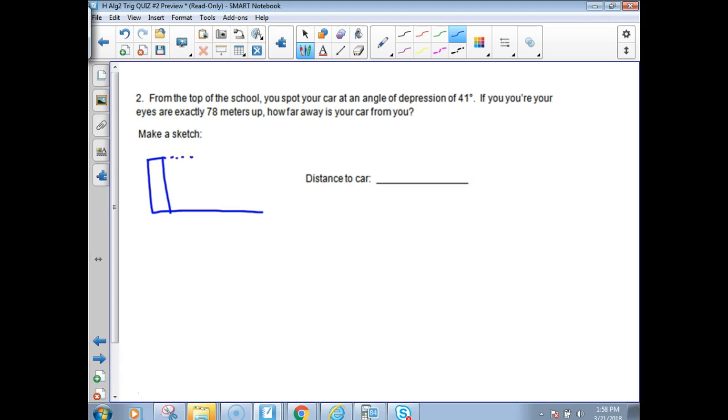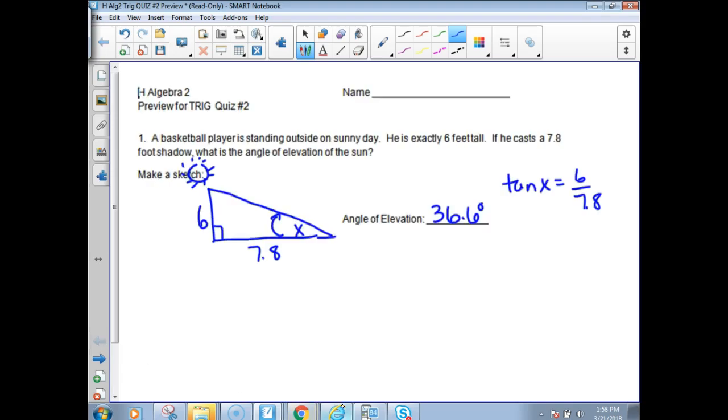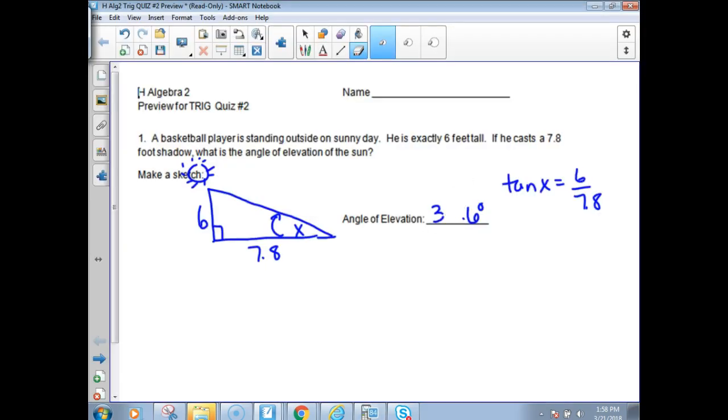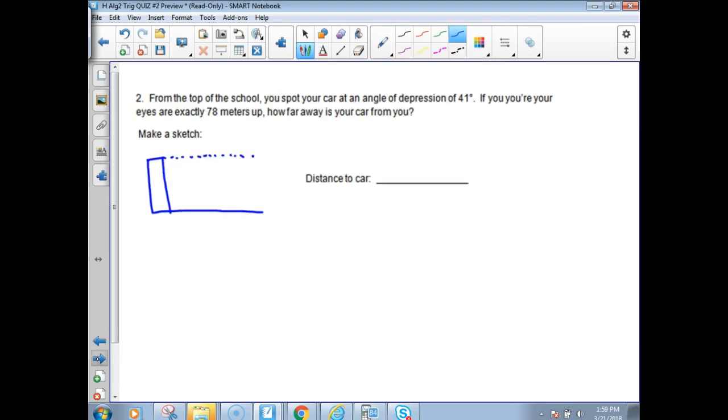Scott, do you have a question? Did I type something wrong? I did put 36, but it was 37.6. I don't know what happened. Let me check my calculator. Yes, I copied down my own answer wrong. That's the problem. Sorry. There we go. Thank you for correcting that.